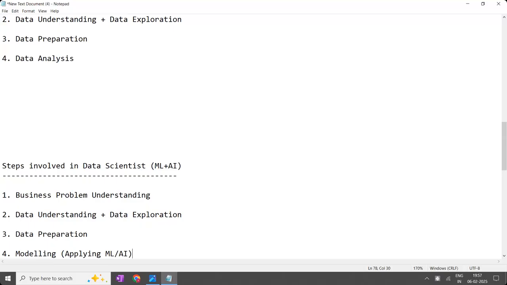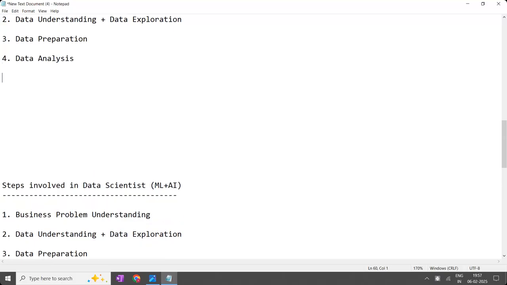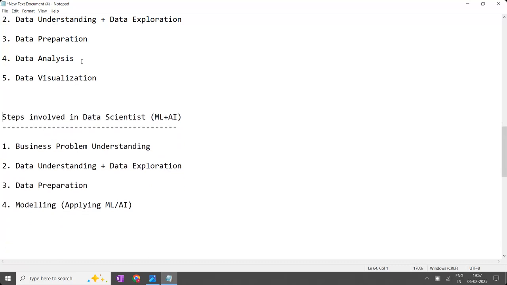Is the point clear? Next, the fifth one is called data visualization. What is meant by data visualization? It means you are going to make plots of whatever you have observed. But in the data scientist role, you don't need that. Here, whichever ML algorithms you have applied, you are going to do the evaluation of whether the models are working properly or not.